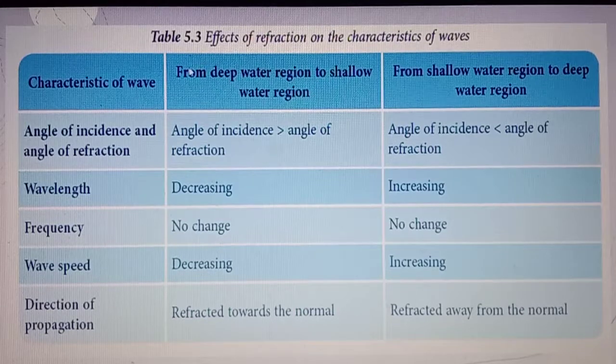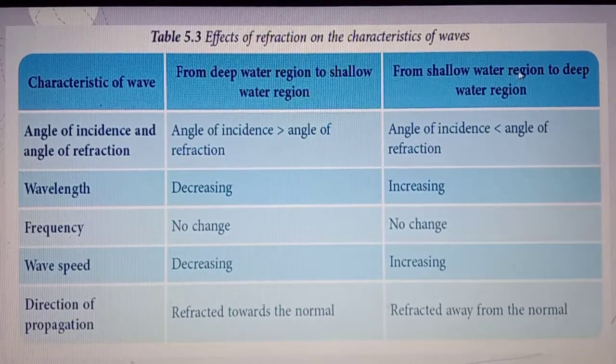So let's discuss what happens when the water wave travels from deep to shallow. Angle I is larger than angle R. The wavelength decreases, the frequency does not change, because the frequency of the wave depends on the frequency of the vibrator, or the source. The wave speed decreases because it goes from deep to shallow. So what happened to the wave? It is refracted towards the normal. Later we will show you how to draw the diagram for the refraction.